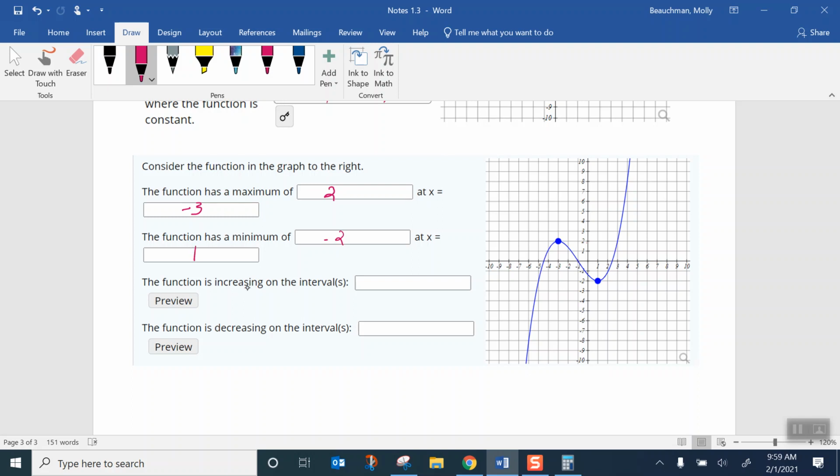And where is the function increasing and decreasing? Well, our function is increasing from negative infinity to negative 3. Again, it's increasing from 1 to infinity. Then our function is decreasing between negative 3 and 1. Oops, I put a negative here, negative infinity. All right.